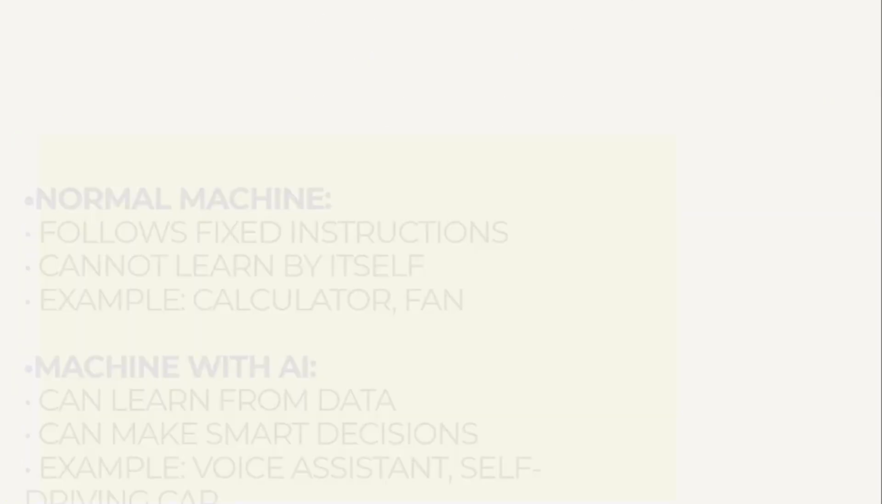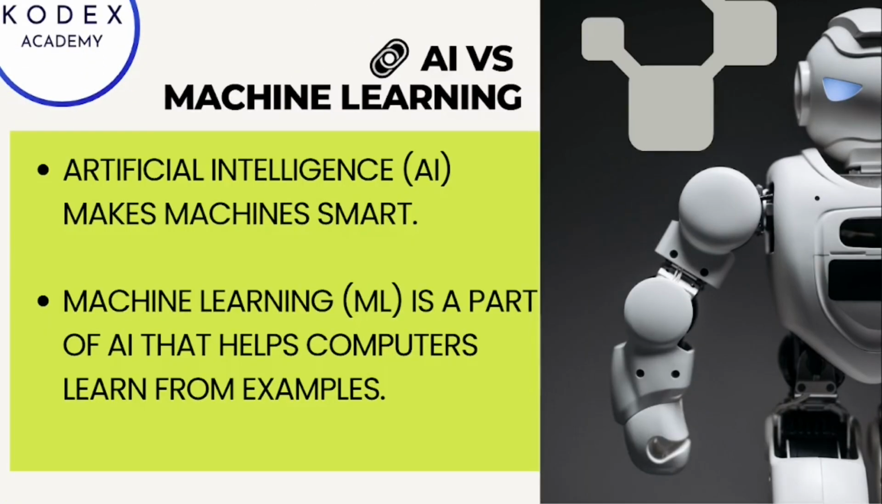Okay, now we are going to talk about AI versus machine learning. Are both the same? Yes, in some ways you can say that, but actually AI is much vaster than machine learning. AI makes machines smart. Machine learning is a part of AI that helps computers to learn from the data, from the details which we provide the machine, and on the basis of that it will learn. So AI helps to make the machine smarter, and machine learning is a part of AI, right?